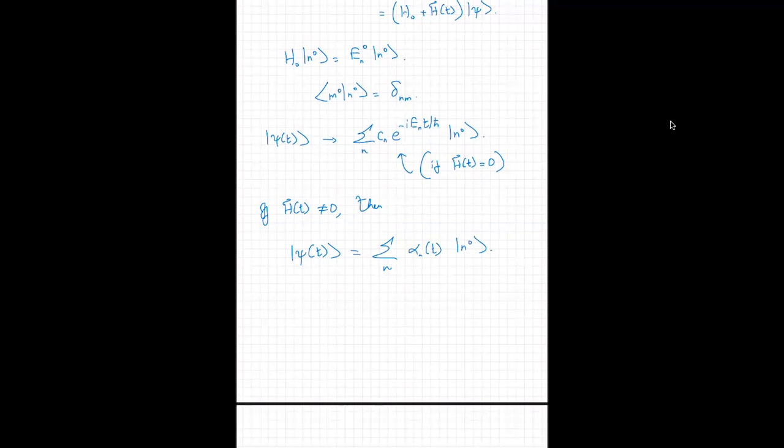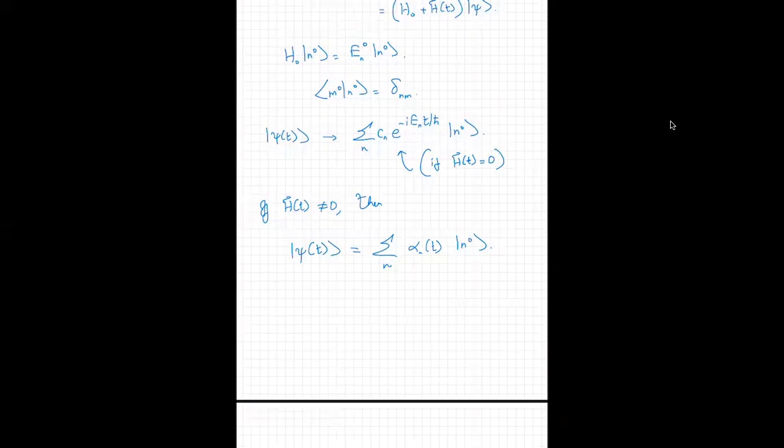In other words, if at time t equal to 0, when there is no perturbation, I can still write psi as a linear combination of the stationary states. Now, at time t not equal to 0, the presence of the h tilde is going to make the time dependence a little more complicated.